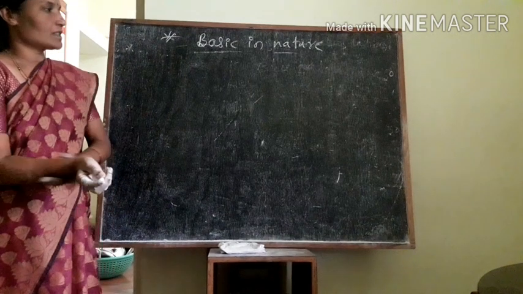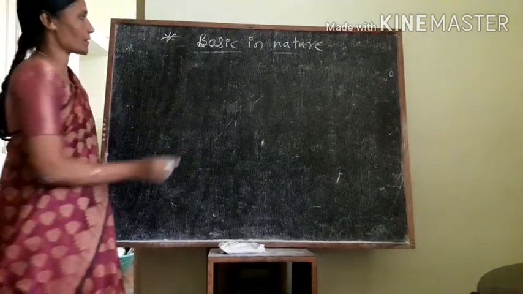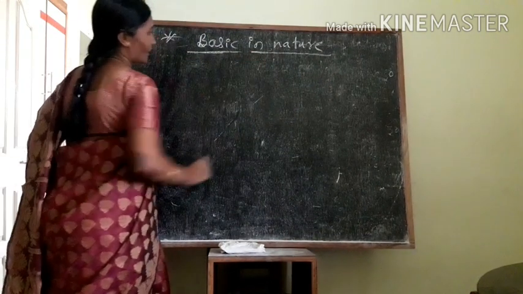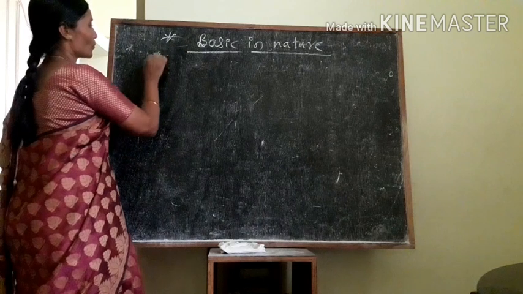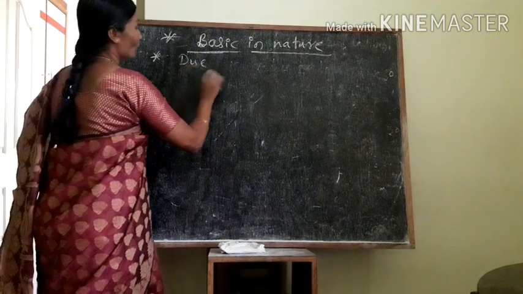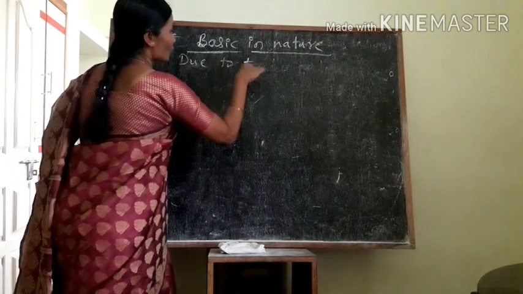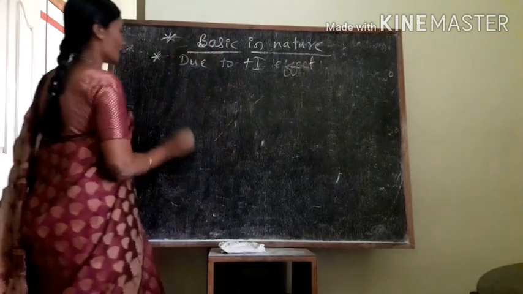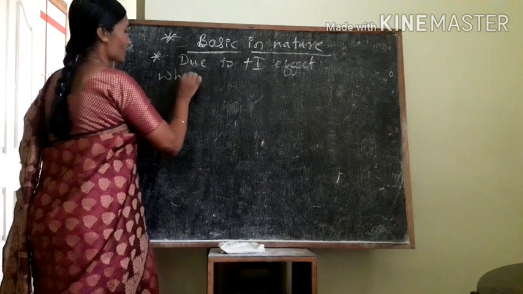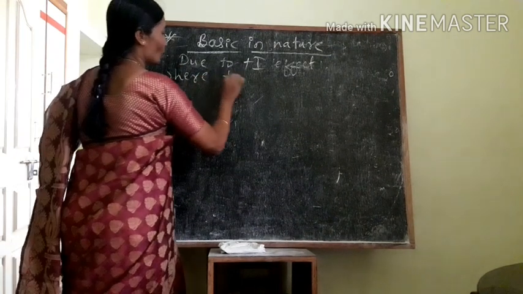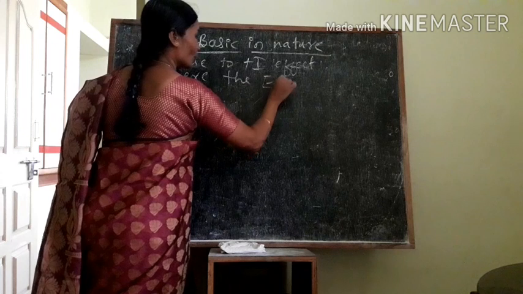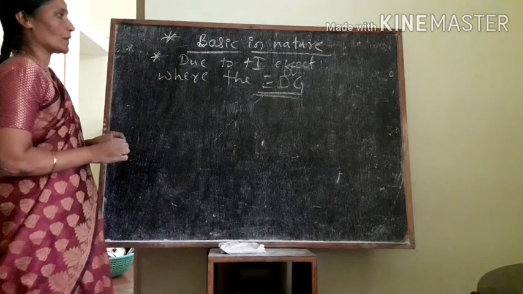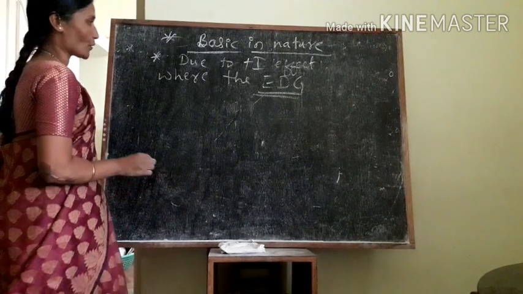In this chapter, we are discussing the basic nature of amines. One part we have discussed is how the basic nature of amines is due to the inductive effect, or positive inductive effect. That indicates where donor atoms or electron donating groups are present around the nitrogen atom.